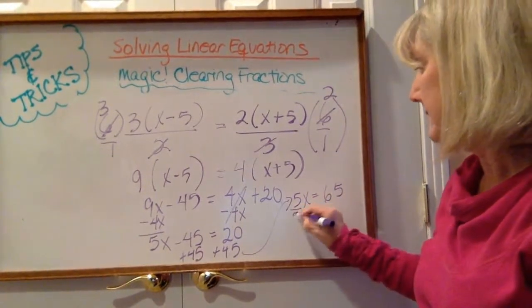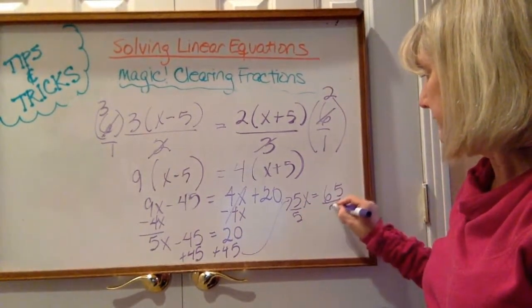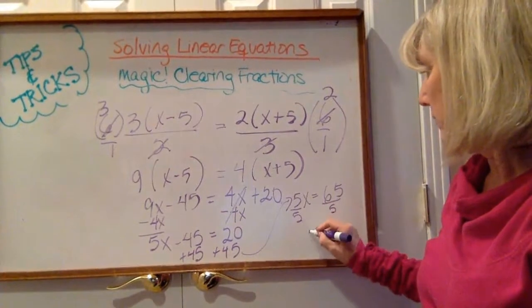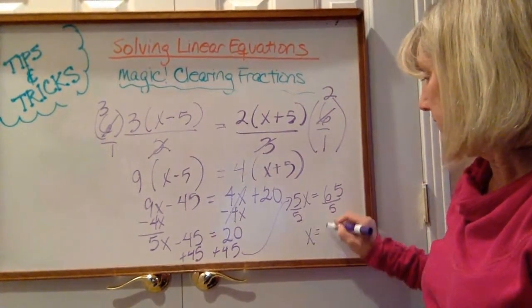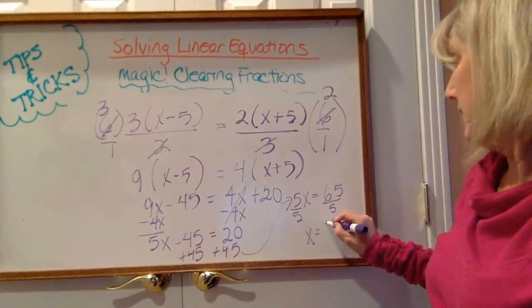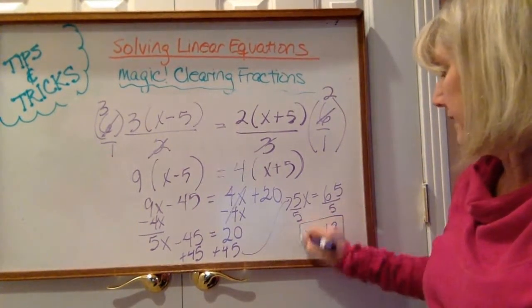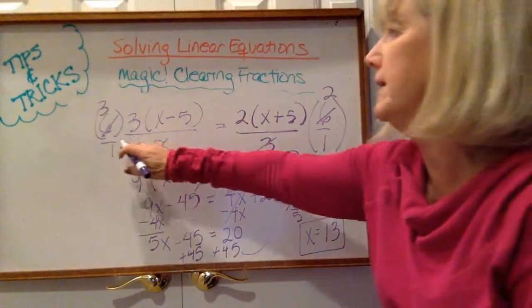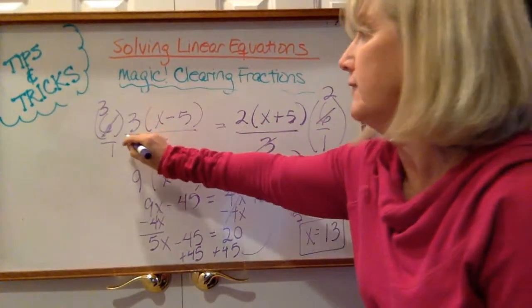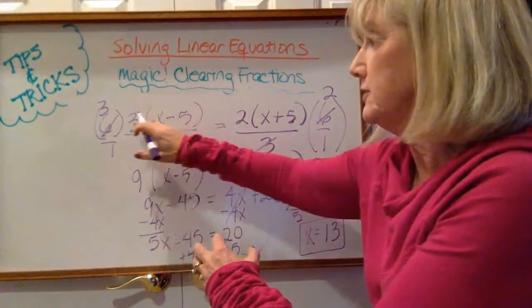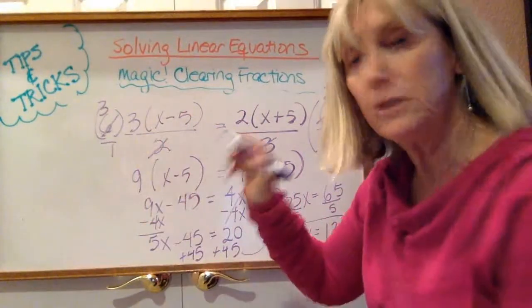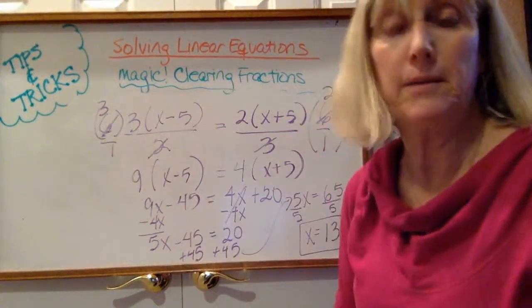So then our last step, as usual, is to divide by 5. So we have x equals 13 as a final answer. But the main thing here is this fraction bar and this fact that these are multiplied. That's just one term, so you just clear one of those numbers.